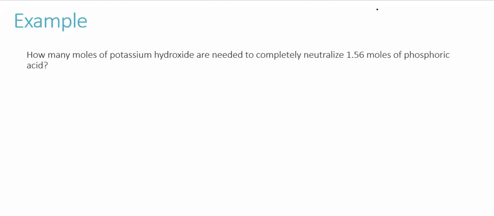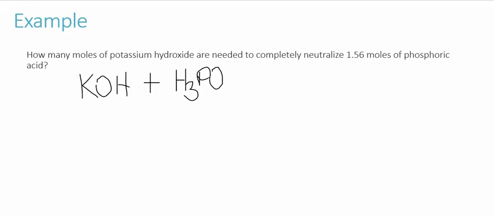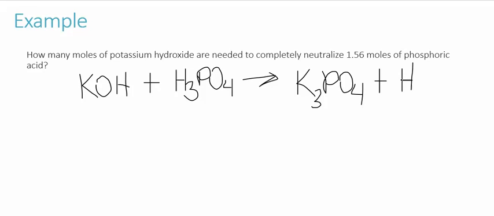The first thing I need to do is come up with a balanced chemical equation. I have potassium hydroxide reacting with phosphoric acid, which is H3PO4. I'm going to get a salt, which is K with PO4. K is a +1, PO4 is a -3, so K3PO4 plus water. I need to go back and balance that equation.